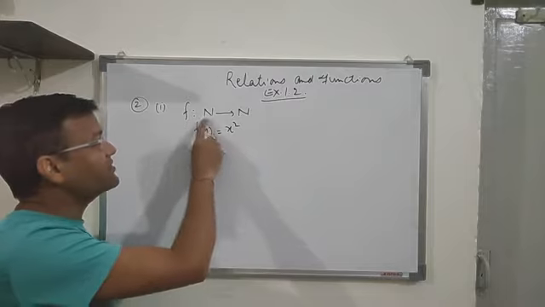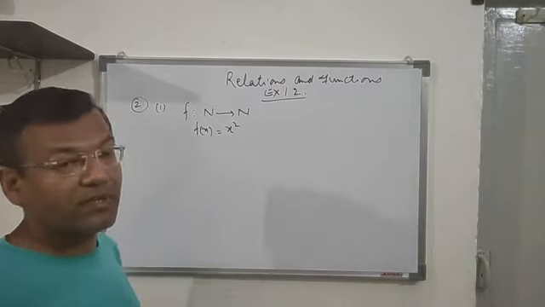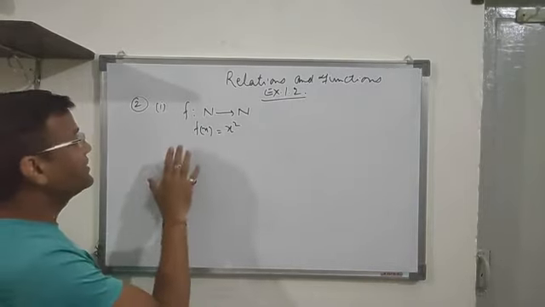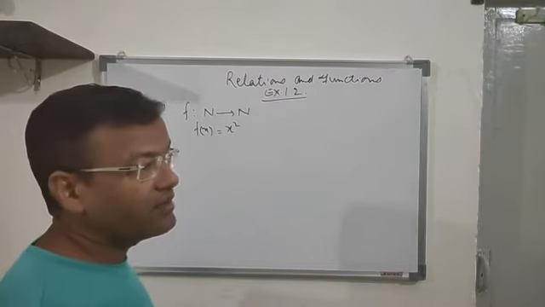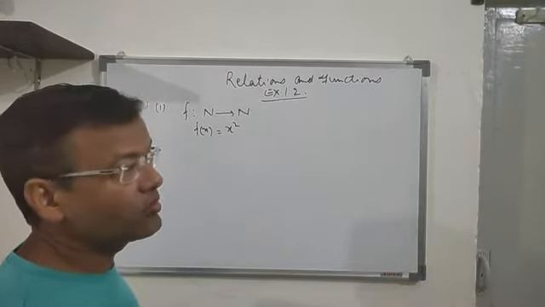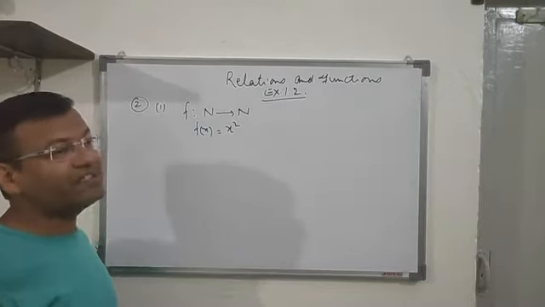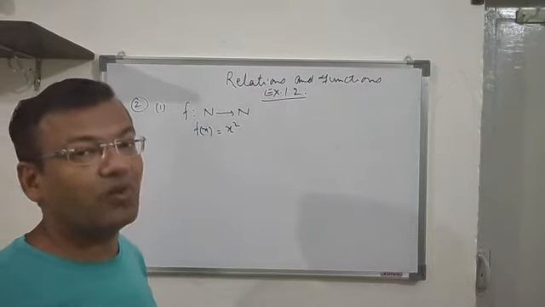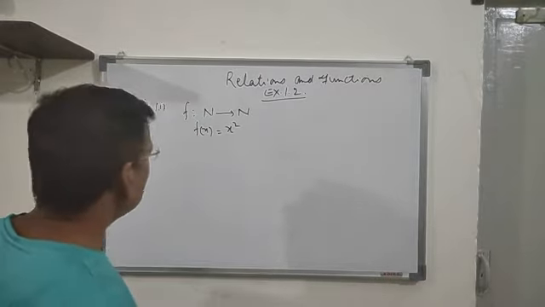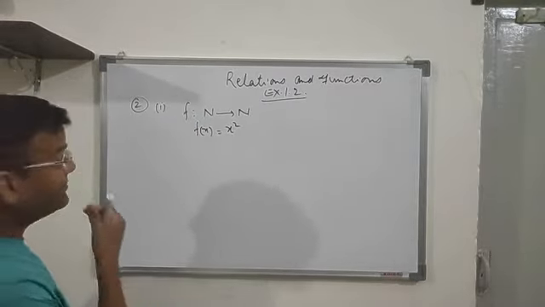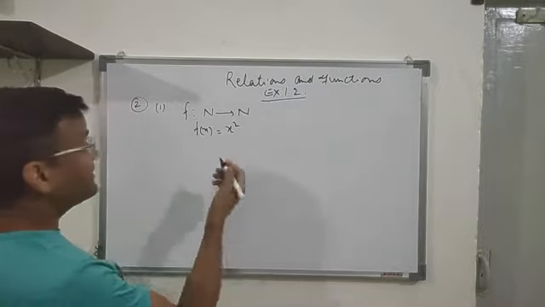That means f is a function from the set of natural numbers to the natural numbers, and the question is that you have to show whether this function is 1-1 and onto or not. 1-1 means injective, onto means surjective, and if a function is 1-1 as well as onto, we say it is a bijective function. So how is it done? Again, I'll be applying the same procedure.